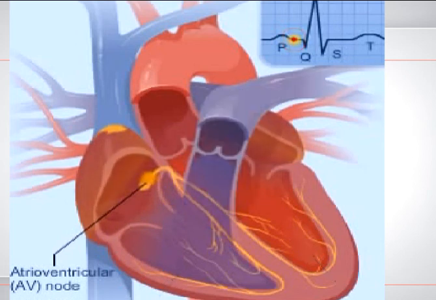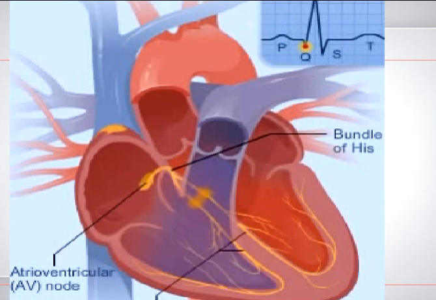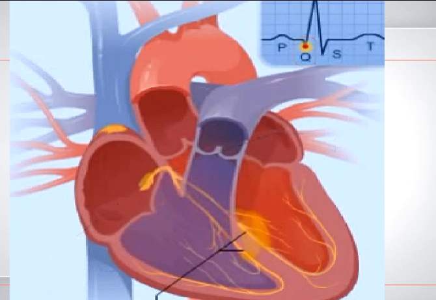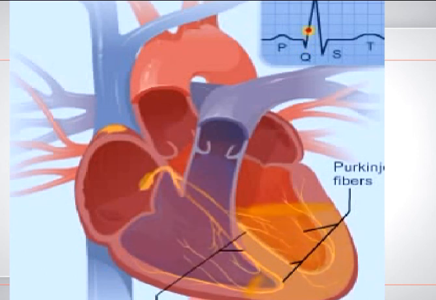The signal is released and moves next to the bundle of His located in your heart's ventricles. From the bundle of His, the signal fibers divide into left and right bundle branches which run through your heart's septum. On the EKG, this is represented by the Q wave. The signal leaves the left and right bundle branches through the Purkinje fibers that connect directly to the cells in the walls of your heart's ventricles.